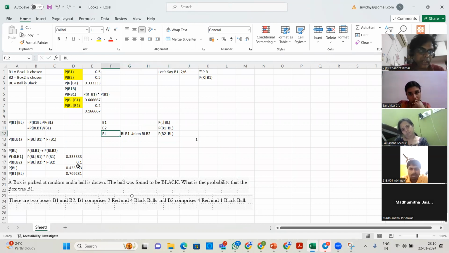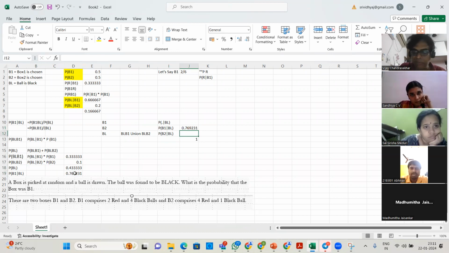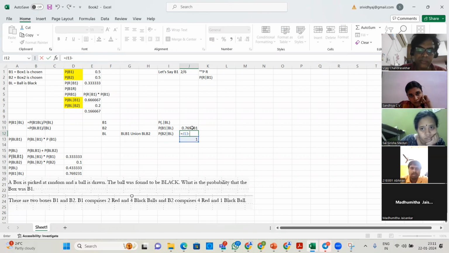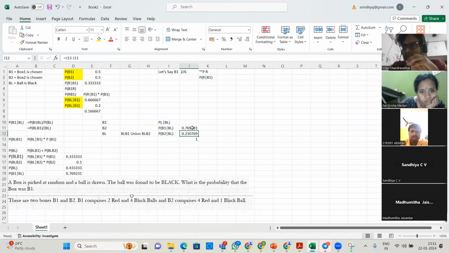So now, if I know this, I've already calculated B1 given BL, you see that? Then I don't need to calculate B2 given BL. I can just say this is nothing but 1 minus this. All right. Anyway, what we have precisely done here is we applied what is called the Bayes theorem.